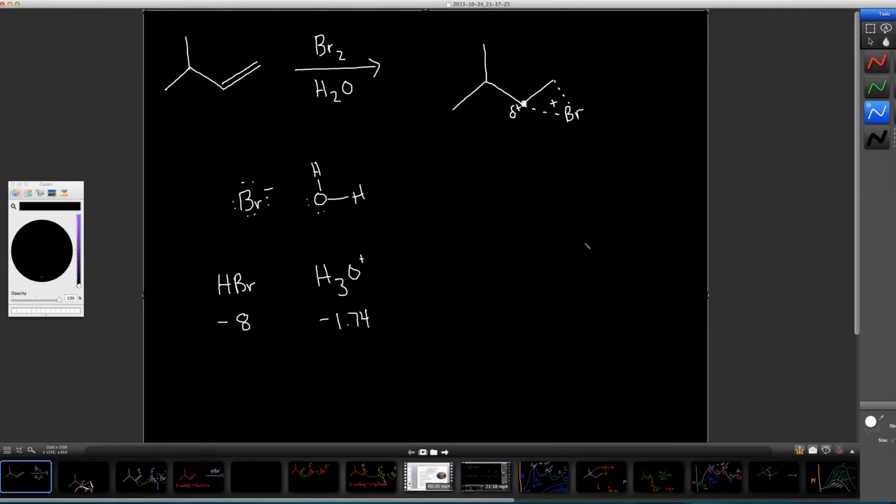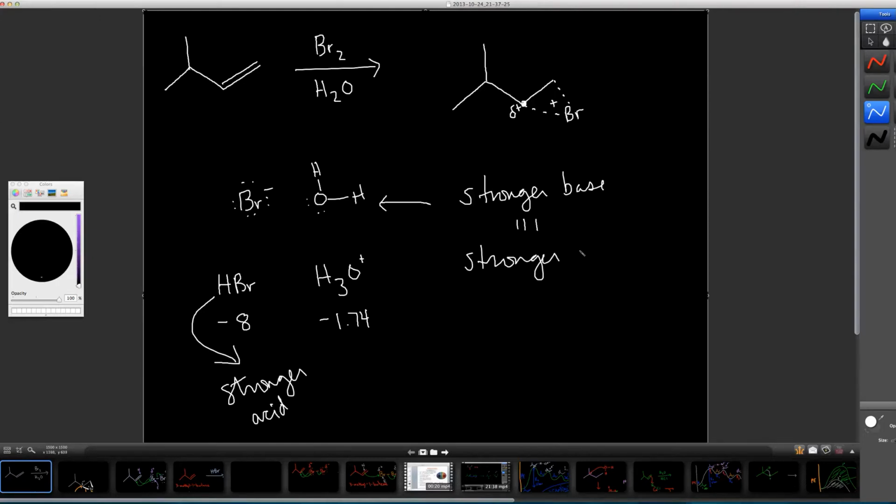This means that HBr is the stronger acid, which means its conjugate base is weaker. Therefore, H2O is the stronger base. And we're going to go ahead and equate that with being the stronger nucleophile. So just as we saw before, one of the electron pairs attached to the oxygen atom of water attacks. From the backside, you get net inversion.